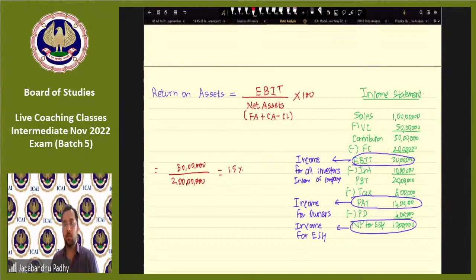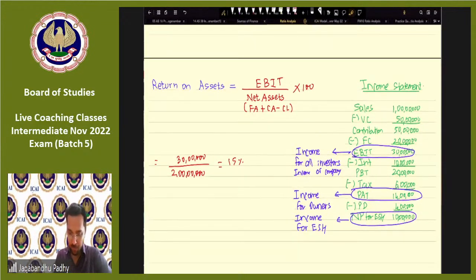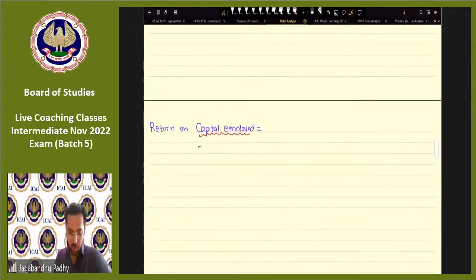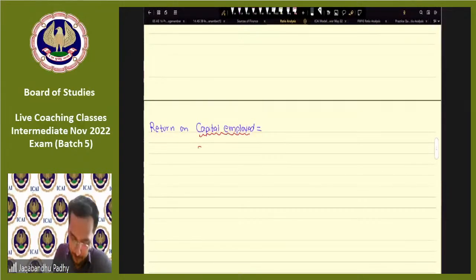Okay. Now, this is a way of understanding return on assets, which is how much the company has invested in the assets of the company, and on those assets, how much is the earnings that the company is having. Okay, then we talk of the next one, which is called return on capital employed.